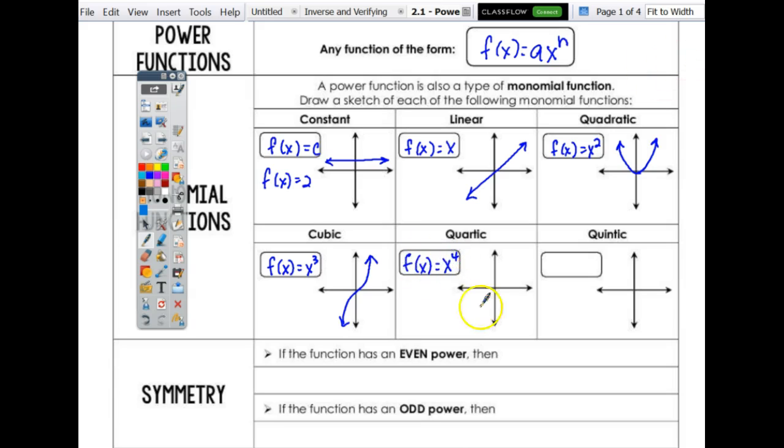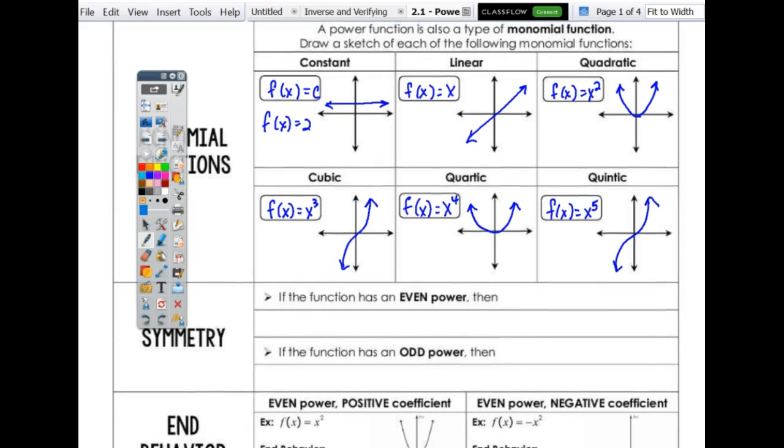the quartic looks like this. It's just a little bit fatter than the parabola. And the quintic is just a little bit fatter than the cubic.